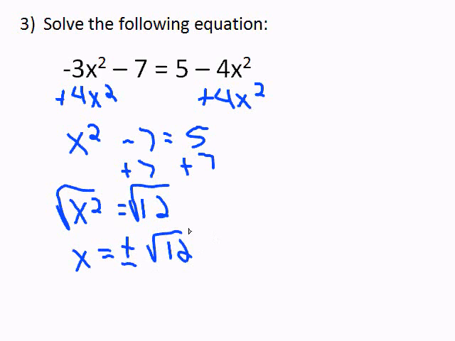Now we cannot take the square root of 12 or simplify it yet. That will happen in a future class. So if you end up with a question like this, this is actually your final answer. x is equal to plus or minus the square root of 12. You leave it just like that. The square root stays like it is since we cannot take the square root of 12 yet.